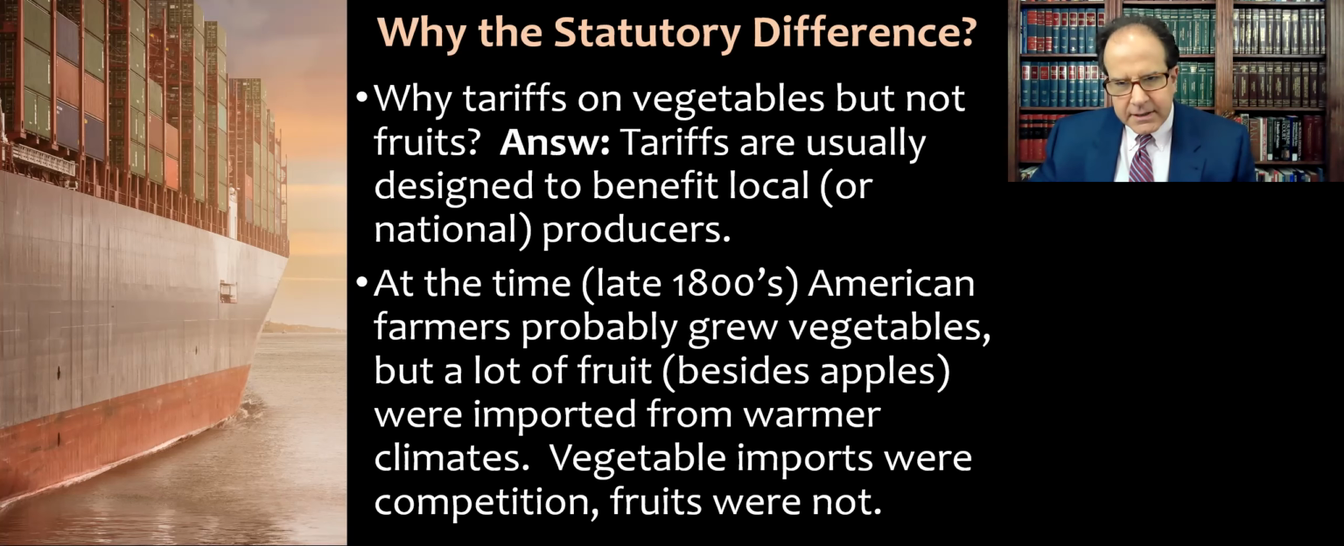And at the time, in the late 1800s, American farmers, if you think about the climate we have here and how many states were in the Union, probably grew mostly vegetables. We didn't grow a lot of fruit in the continental United States, except for things like apples and pears that grow in colder climates. So a lot of the fruit, besides apples, was imported from warmer climates: oranges and bananas and pineapples and things like that. And so vegetable imports were competition and fruits were not, right?